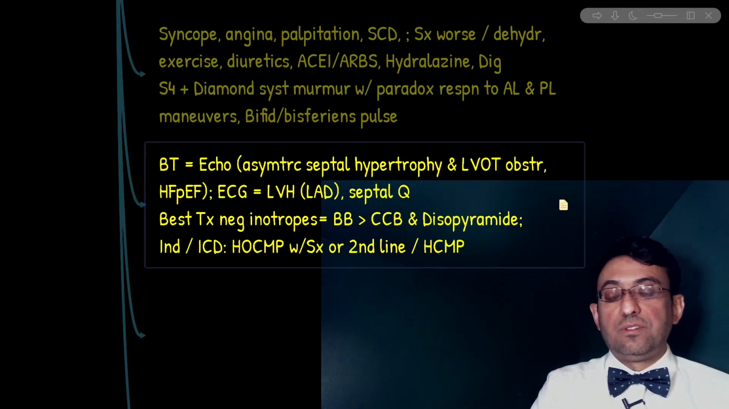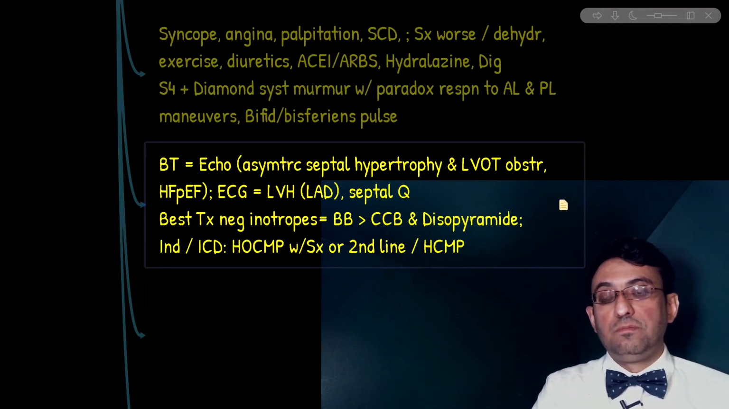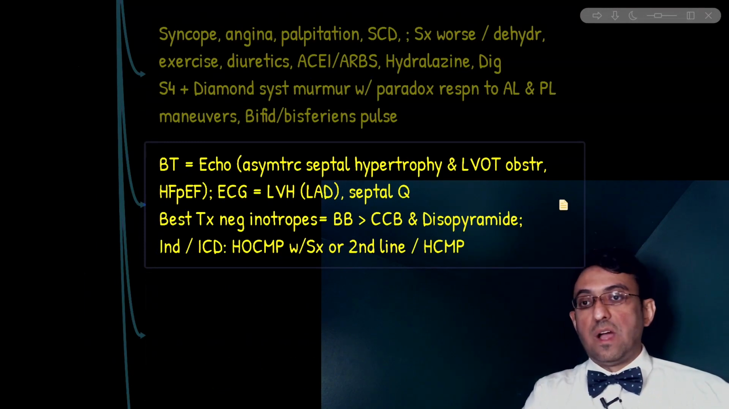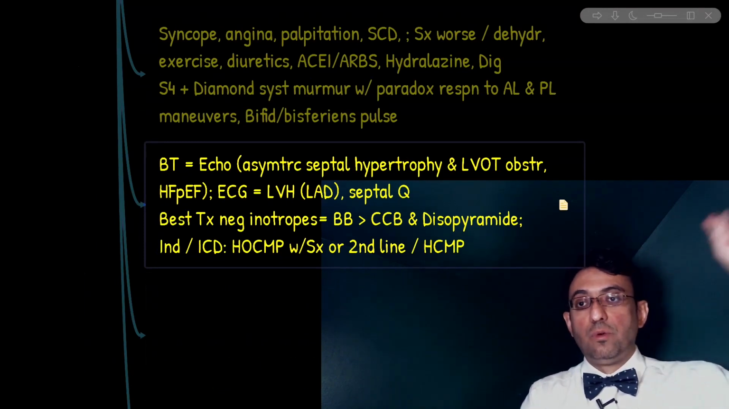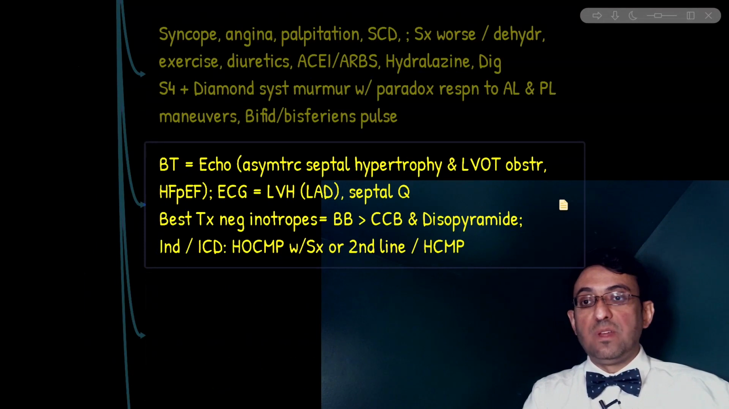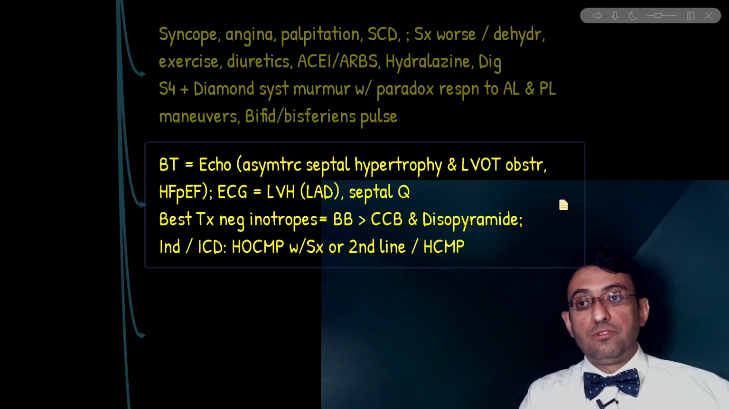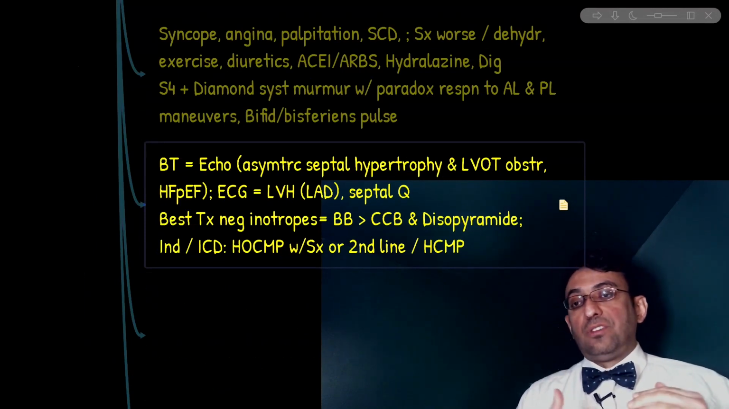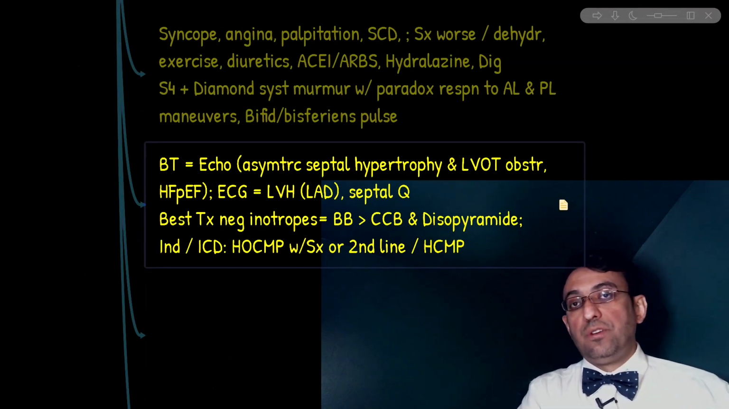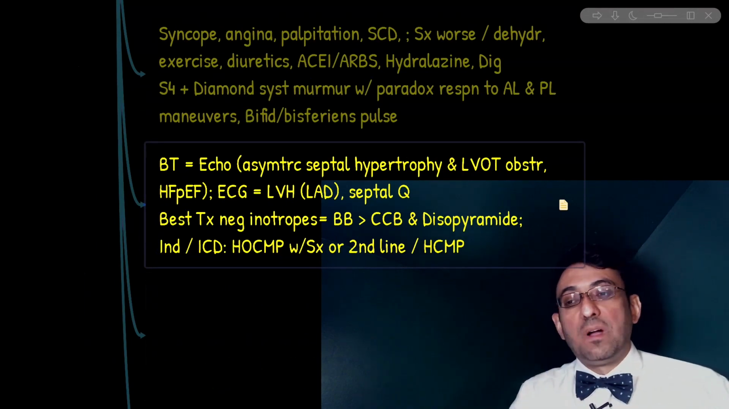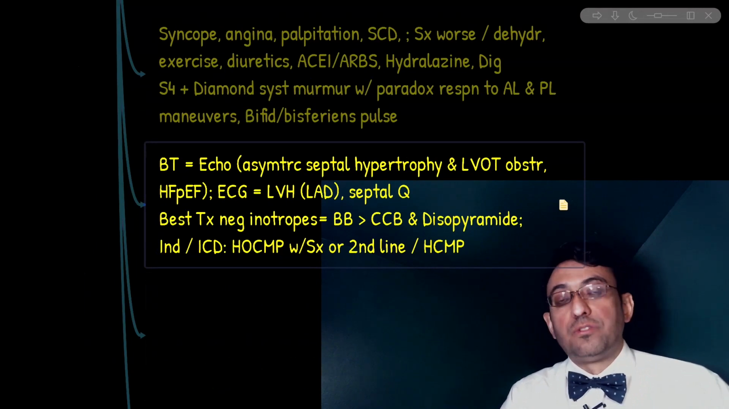Remember what's the criteria for left axis deviation? The lead vector, the final vector or average vector is on the northwest quadrant, that is between -30 to -90. So therefore, lead 1 shows positive QRS while the overall QRS axis on lead 2 and aVF are negative. A final ECG criteria that if you still have possibility to commit to memory is presence of septal Q waves, also referred to as apical pseudo Q waves.